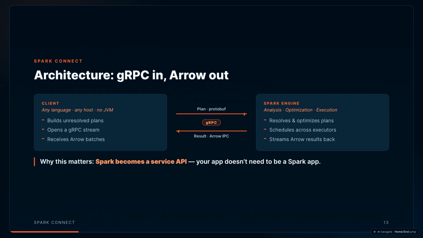Before Connect, using Spark from another runtime meant wrapping it or embedding it. With Connect, Spark is a service API. Your app does not need to be a Spark app.